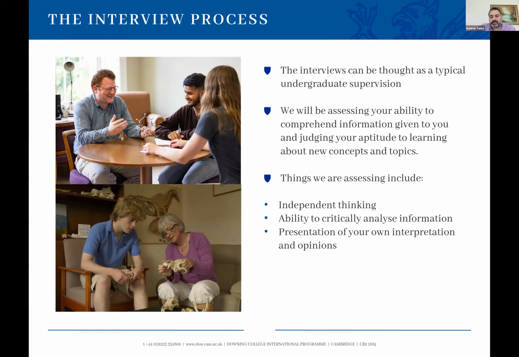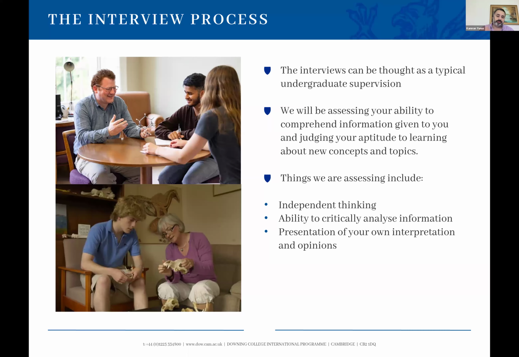The other area which students often struggle with is the interview process. If you are shortlisted for an interview at Cambridge, remember you've gone through an extremely competitive selection process. You're being invited for that interview because we are really interested in your application. So remember, when you come for the interview, we want to engage you in that discussion because we're really curious about your application and want to explore it further with you.